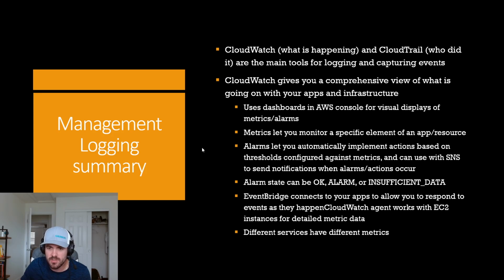And alarms let you automatically implement actions based on thresholds configured against your metrics. So, for example, a 75% CPU utilization metric against an instance, and then you can use these alarms with SNS to send notifications out to end users or services when alarms and actions occur. Okay, an alarm state can be okay, alarm, or insufficient data.